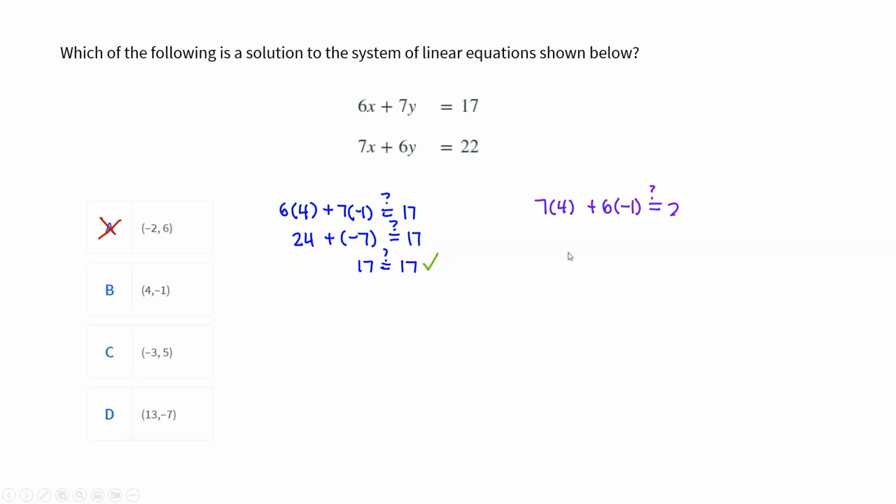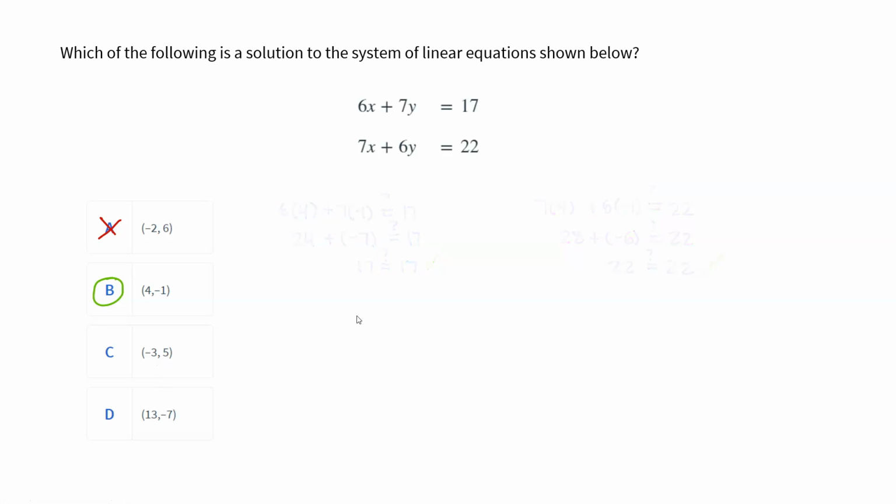The second equation, you do the same because it has to work for both. And it does work. It does make 22 on the left-hand side, so this is a solution to the equation. Now, typically, you're only going to have one if they are straight lines, so the rest of these other two should not be solutions, but let's look at why.